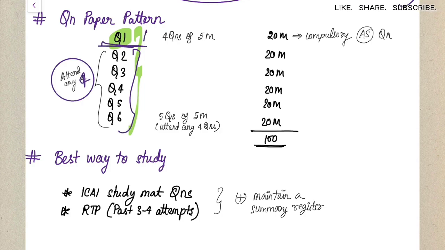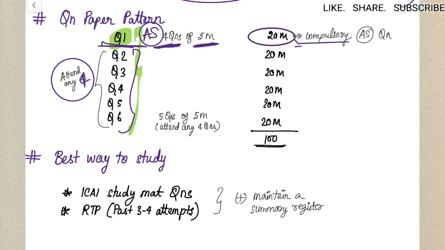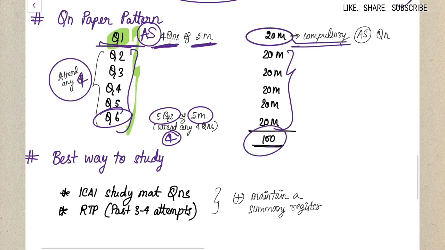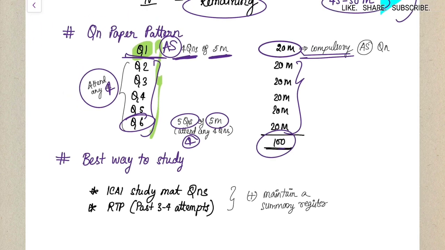So your question number 1 is your AS questions. All the accounting standards are tested here. So here you will be given 4 questions of 5 marks each. So totally 20 marks you have to attempt, which is your compulsory question. After that, all the remaining 5 questions will be again asked for 20 marks only. So this will come about your 100 marks of paper, and that is how your question paper pattern is framed.